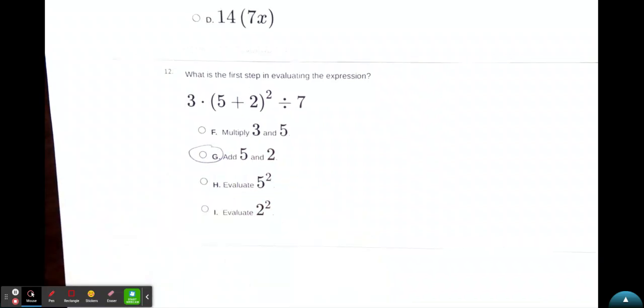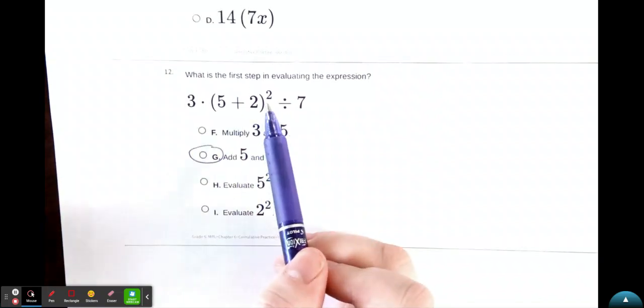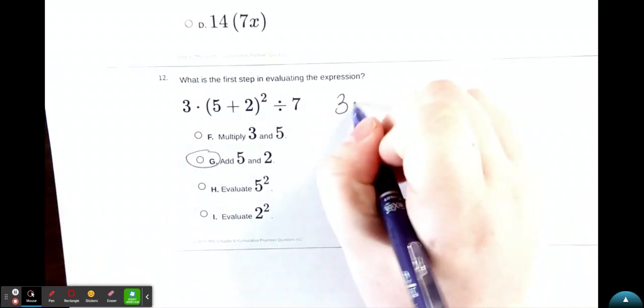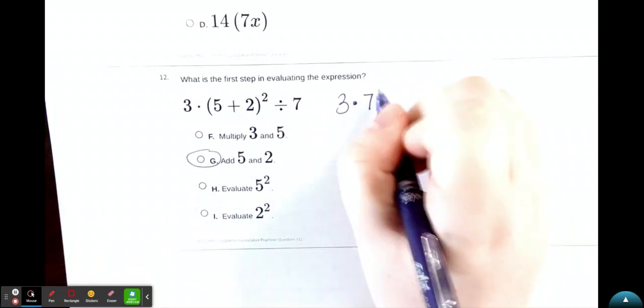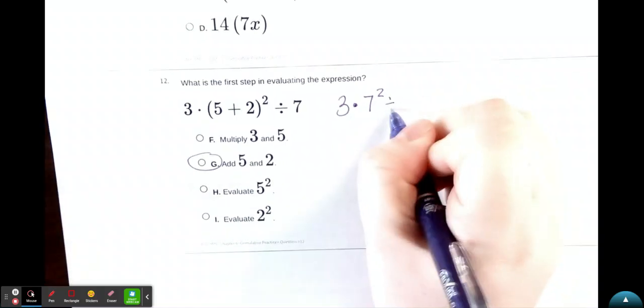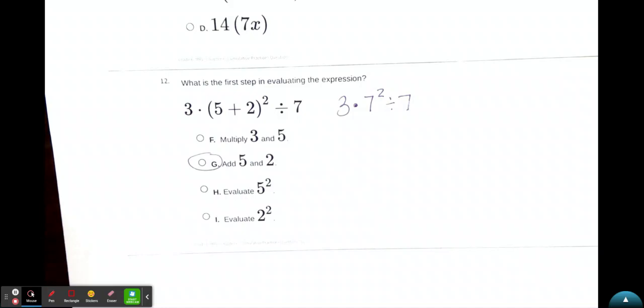Josiah brought up something interesting. This looks weird, doesn't it? These parentheses and then a 2. That's because after we do this, we would have 3 times 7 squared. Okay, and then we would divide that by 7. Whoa, okay, we're all getting up.